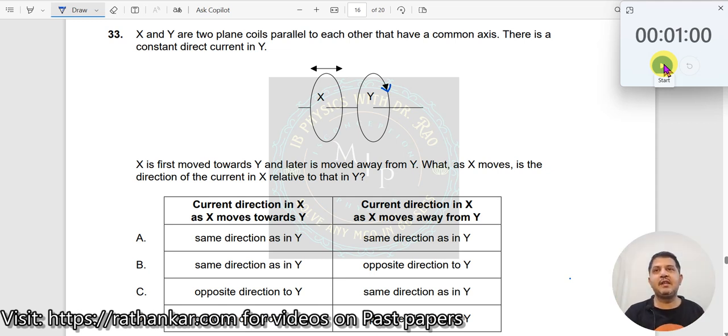Okay, question number 33. X and Y are two plane coils parallel to each other that have a common axis. There's a constant direct current in Y, which means what? So I can find out what the magnetic field is.